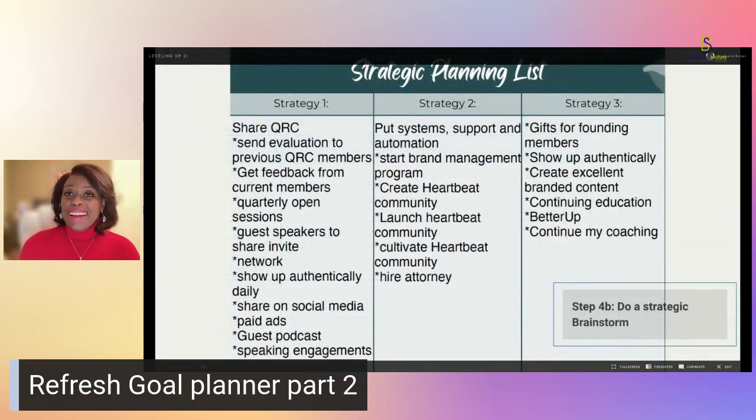There's a bonus item that you get with your planner, and it's called the strategic planning list. For people who like to do brain dumps, who like to do mind mapping, who like to just put it all out there, this would be step 4B. This is what you do after you develop your strategies: you list things that you can do in each strategy. What types of ideas do you have about strategy 1? What types of action items do you have about strategy 1, strategy 2, and strategy 3? You don't have to use this list. It's an extra optional step.